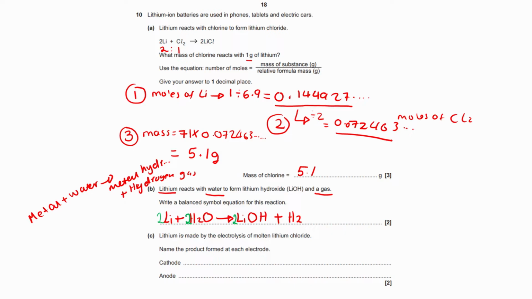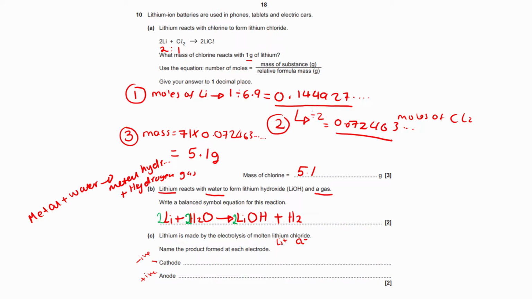Part C. Lithium is made by the electrolysis of molten lithium chloride. Name the product formed at each electrode, cathode and anode. What you need to remember is the cathode is the negative electrode and anode is the positive electrode. And you also need to know that when there's molten lithium chloride, you have lithium ions and chloride ions. So these are negative and lithium is positive. The metal is always the positive ion, the non-metal is always the negative ion.